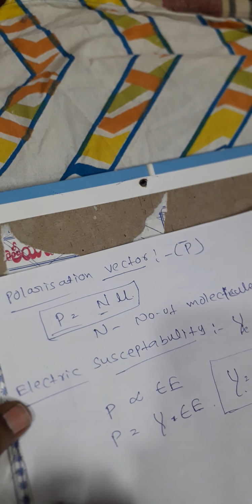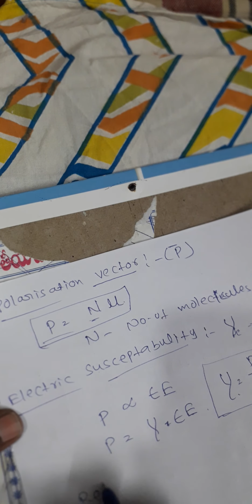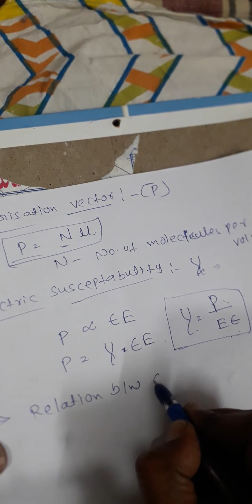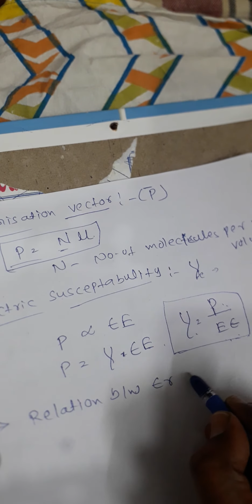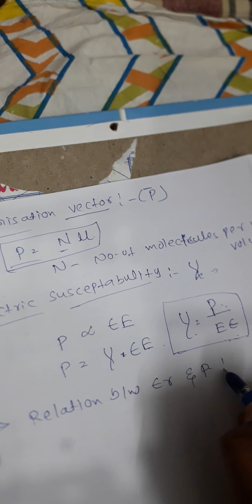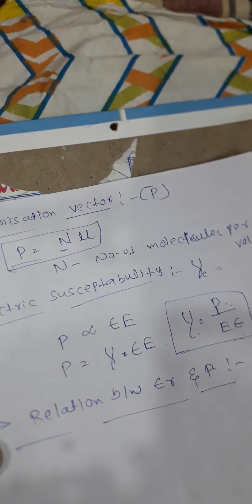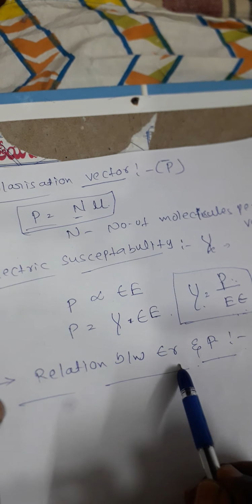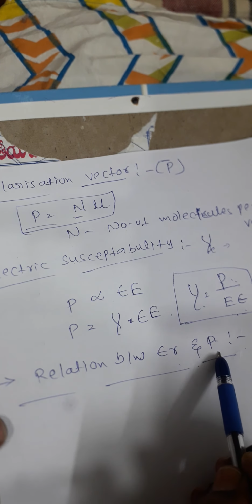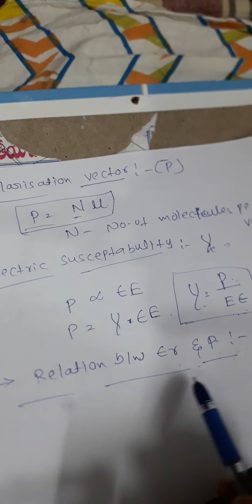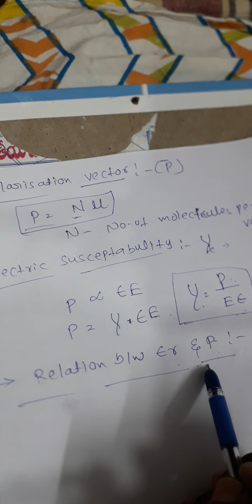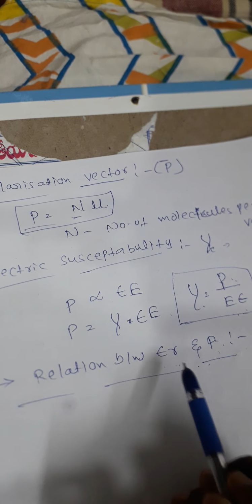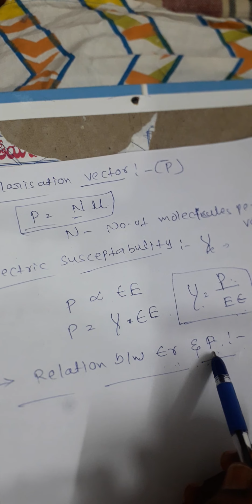And one more important thing we discussed: the relation between epsilon r, the dielectric constant, and P, the polarization vector. It will definitely be asked as a 2 or 3 marks question: what is the relation between dielectric constant, or relative permittivity, and the polarization vector?